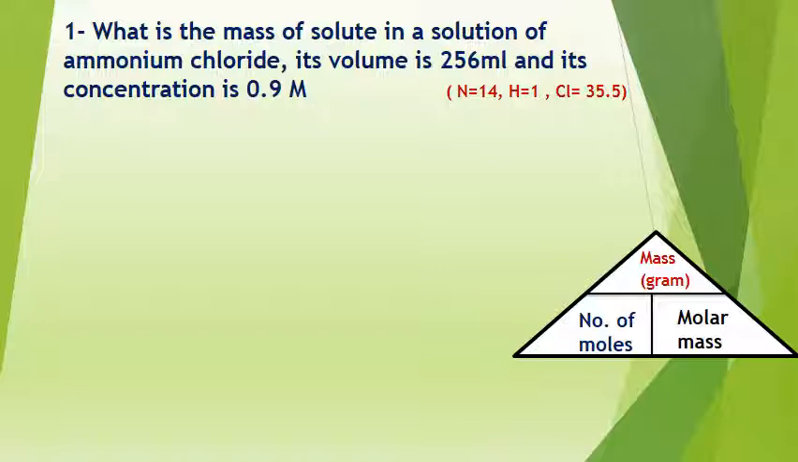Okay? Number 1, the problem here. What is the mass of a solute in a solution of ammonium chloride? Its volume is 256 milliliter and its concentration is 0.9 M. Pay attention. Capital M represents the molarity. I have here a volume, so I use the molarity rule. But small m represents molality.